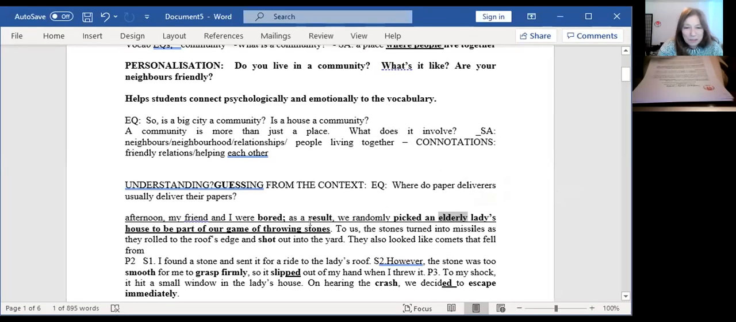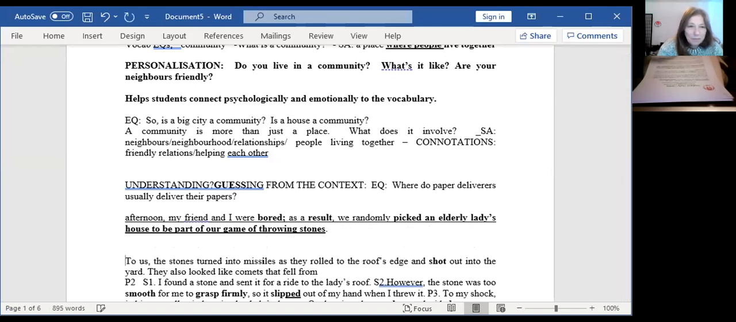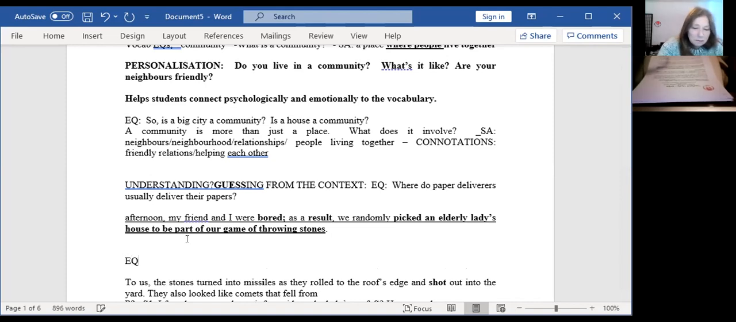How could you elicit this word, elderly? Can you guess? Can you suggest anything? How does the woman look? Or what do you think the woman looks like? Yeah, you could do it that way. What do you think the woman looks like?